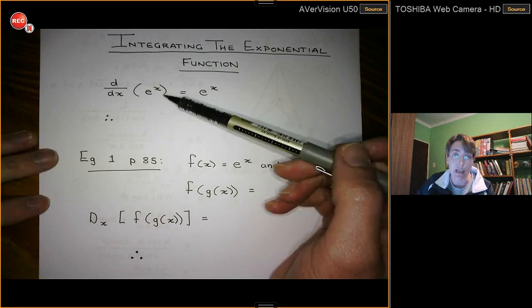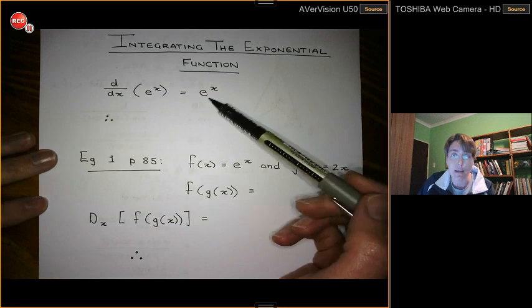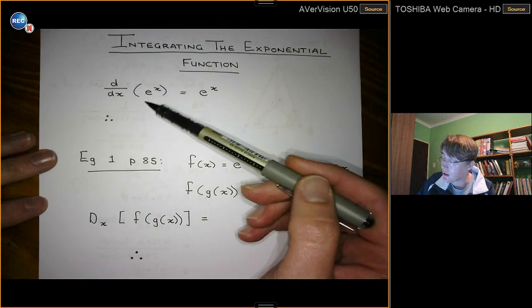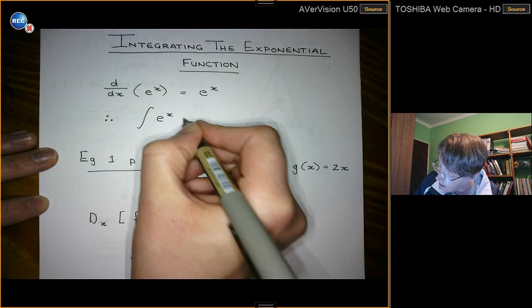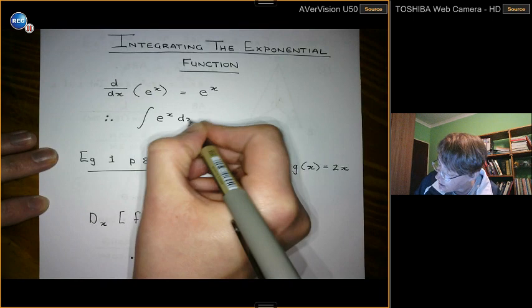So if I find the derivative of e to the power of x, my answer is e to the power of x, because one of the properties of e to the power of x is that the derivative is e to the power of x. Therefore, I can make the statement that the integral of e to the power of x dx is also just equal to e to the power of x plus c. So quite nice, easy, simple, straightforward.